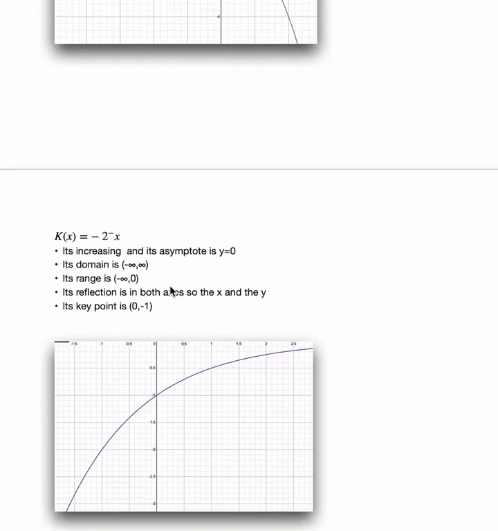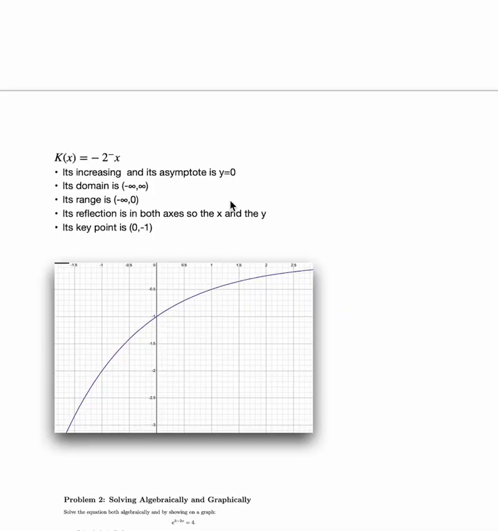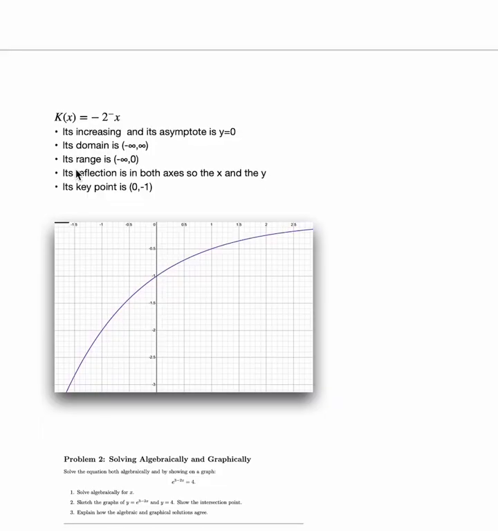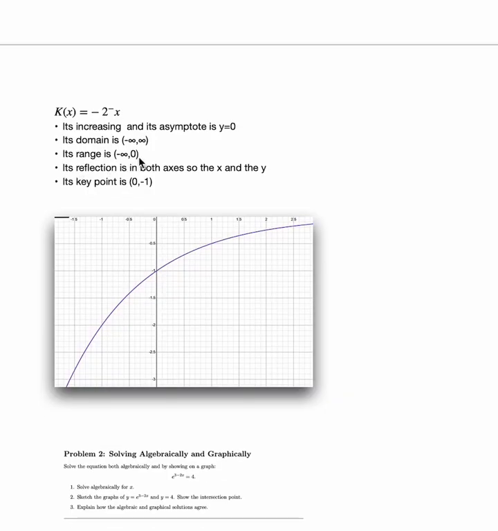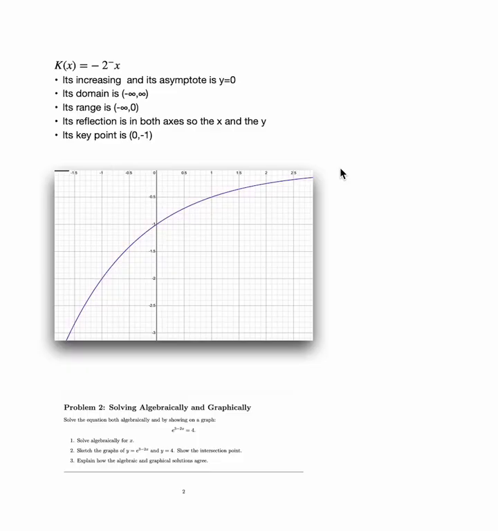And lastly, we have k of x equals -2^(-x). It's increasing, and its asymptote is y equals 0. Its domain is negative infinity to infinity. Its range is negative infinity to 0. Its reflection is in both axes, the x and the y axis. Its key point is (0, -1).